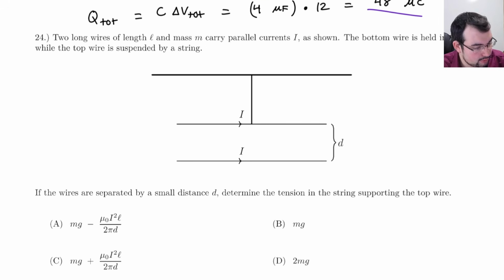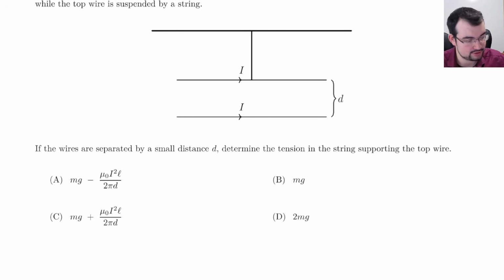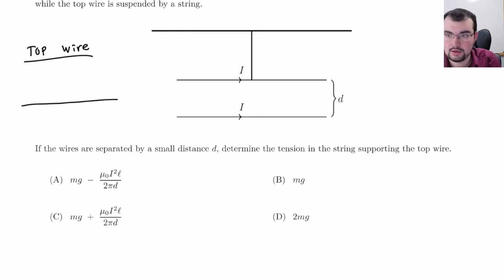All right, 2 long wires carry parallel currents. We want to find the tension in the supporting string. So let's look at our top wire. It says these wires have mass M. Our top wire, it's definitely going to get weighed down by gravity. So it has some sort of gravitational force, mg, down.